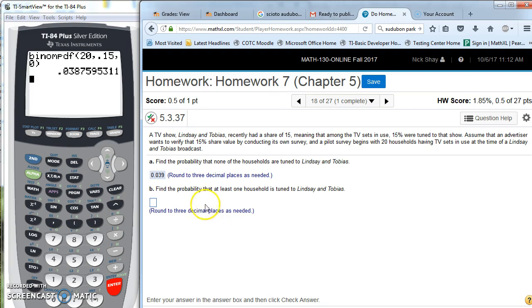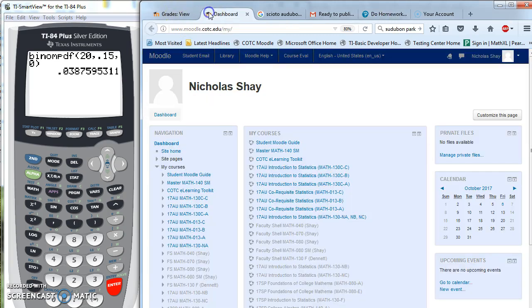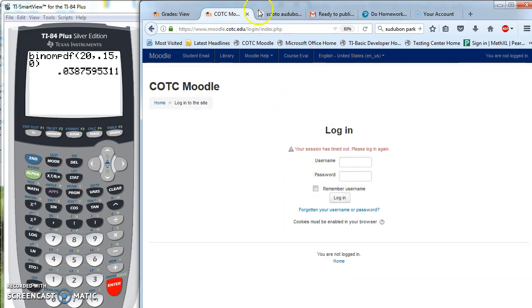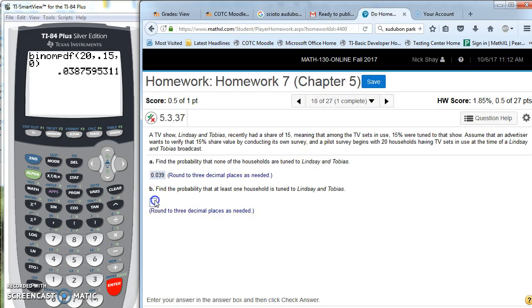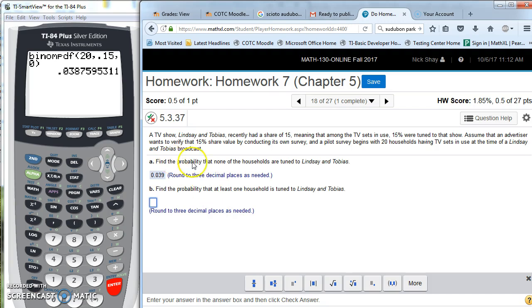Okay. What's the probability that at least one household is tuned into Lindsay and Tobias? Remember, the probability of at least one, you do 1 minus the probability of none. Again, go back and take a look. If you're not sure, you can take a look at the chapter 4 notes. I think it's in section 4.5. We talk about at least one probability. So if you're not sure about at least one, it's 1 minus the probability of none.